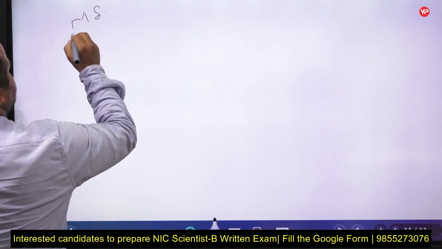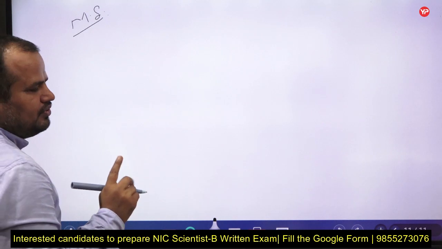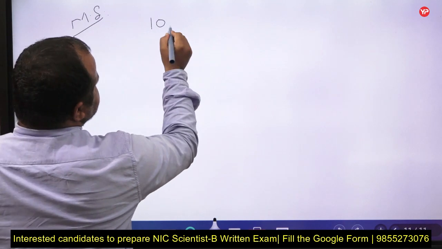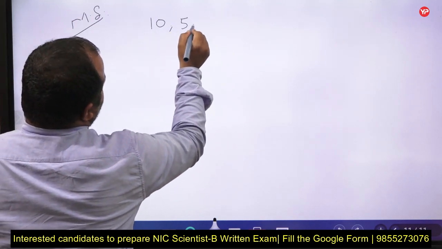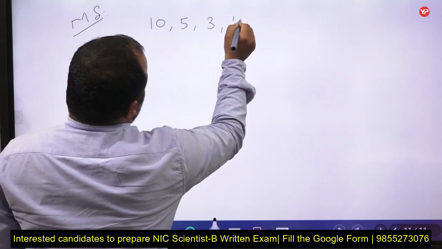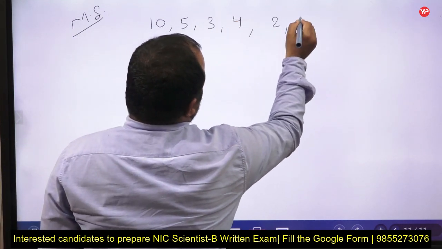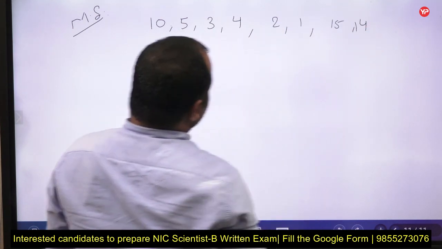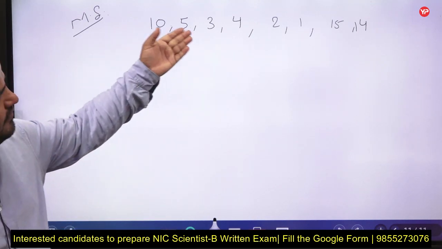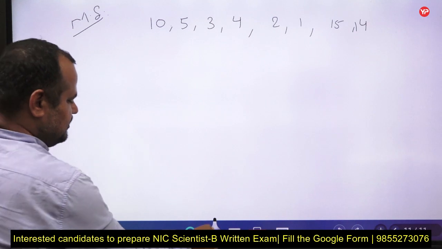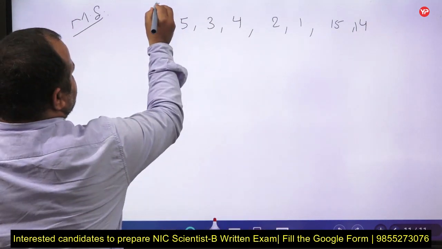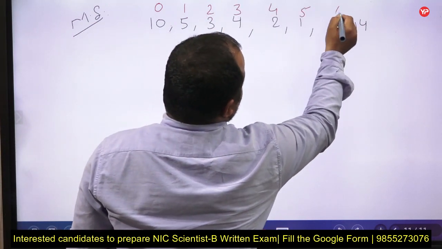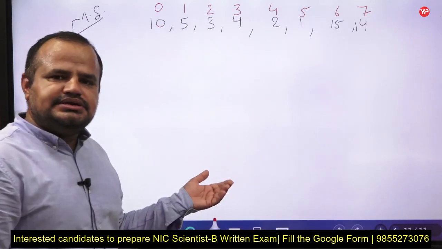In merge sort, as we already saw, I have an input array of size n. I'll just take some elements: 10, then 5, then 3, then 4, then 2, then 1, then 15 and 14. I want to sort this array. The indices of these elements are 0, 1, 2, 3, 4, 5, 6 and 7, so in total I have 8 elements.